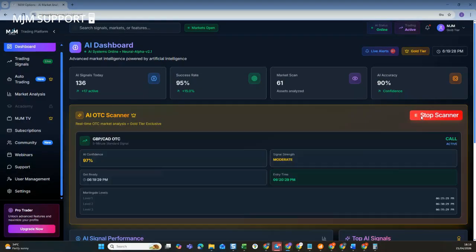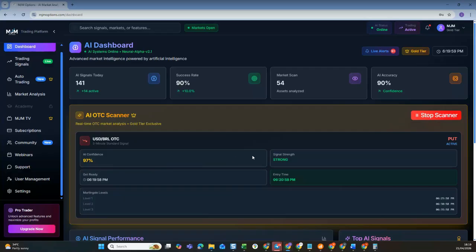So 97, we know yes, but then the moderate is what stops us. Euro GBP 93 weak, no. 87, no. 81, no. 83, no. 76, definitely no. 74, no. 82, no. It's 98, but it is moderate, so it's a no. 97, and it is moderate also, so it's a no. 86, no.